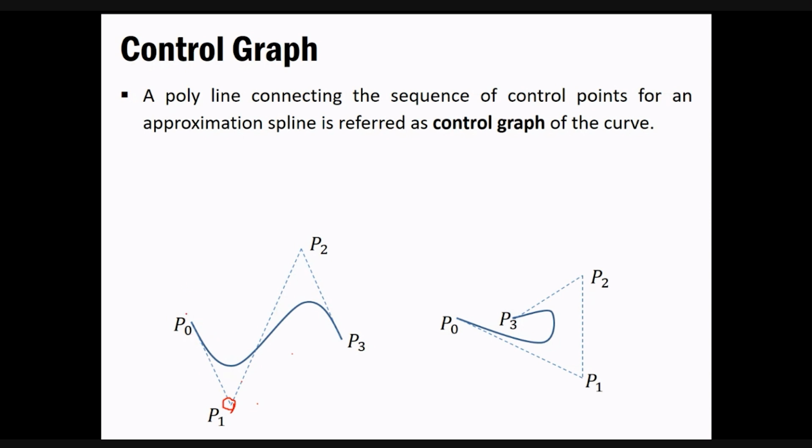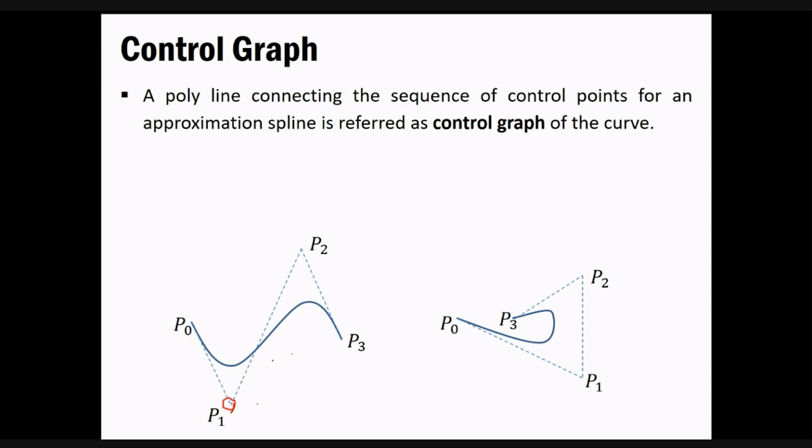Okay, and not necessarily your curve should pass through these control points. That's why we have used one term, that is approximation spline. What it says is that it will not go through all of these control points that you have, but it will follow a general path. And we have such thing that is coming from P0 to P1, similarly P1 to P3 and P2 to P3. Okay, and our curve will be following the approximation spline. And the whole thing is referred to as control graph of the curve.